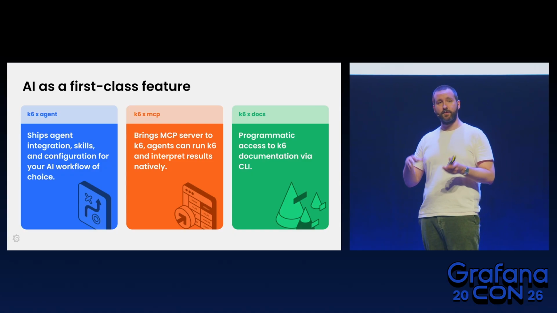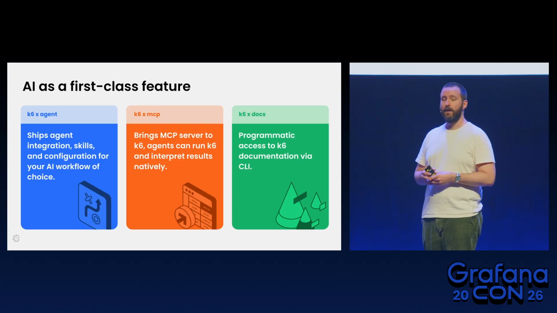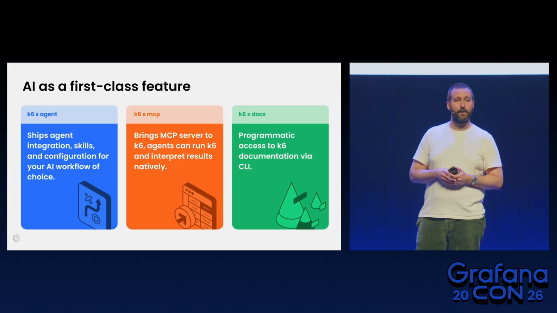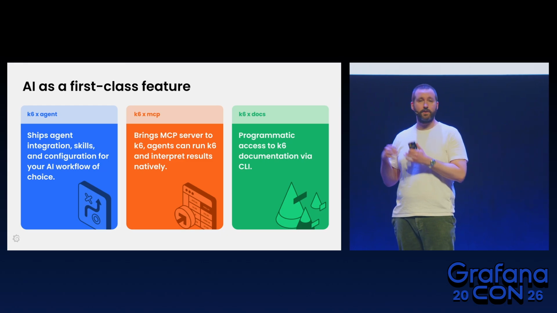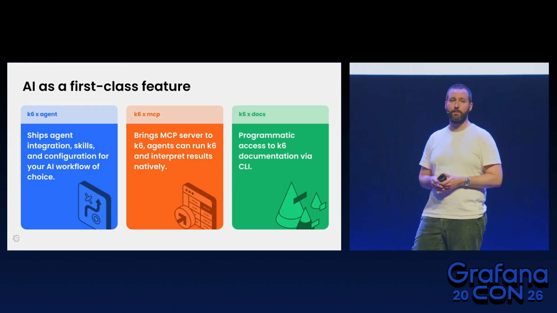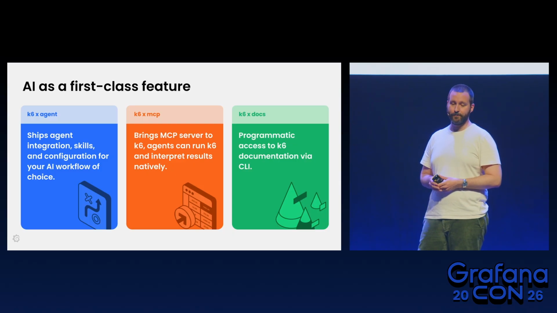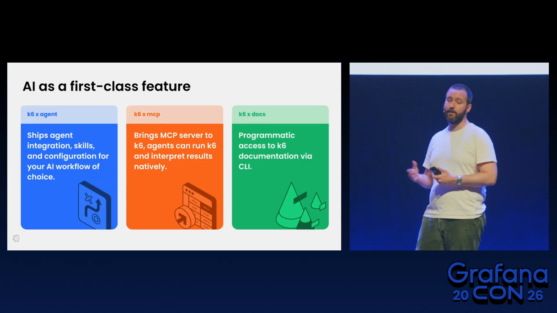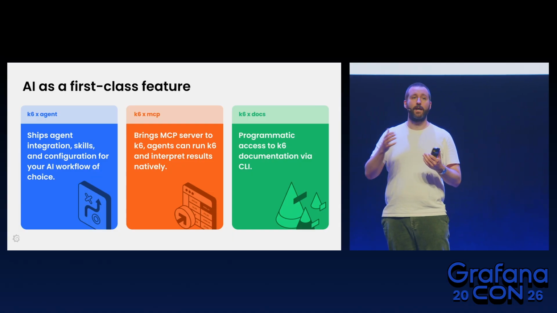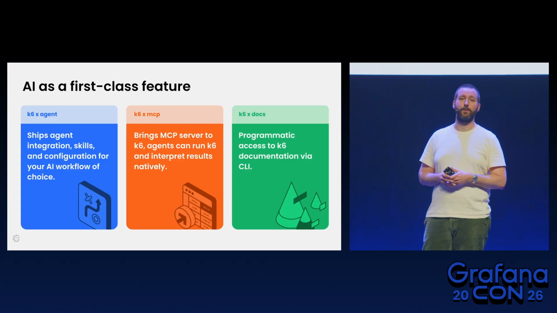So K6 has had an MCP server for a couple of months, and this MCP server can be run directly from the command line. What it means is that you don't need to install anything outside of K6. If you have K6, you have the MCP, and your agents are able to validate, run, and verify scripts on the go. And finally, the docs command is there to help reduce the cost of your AI figuring out how to write a script.